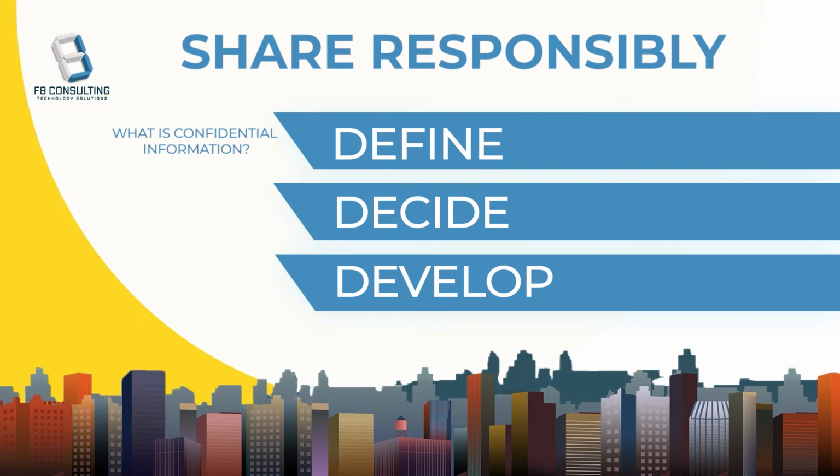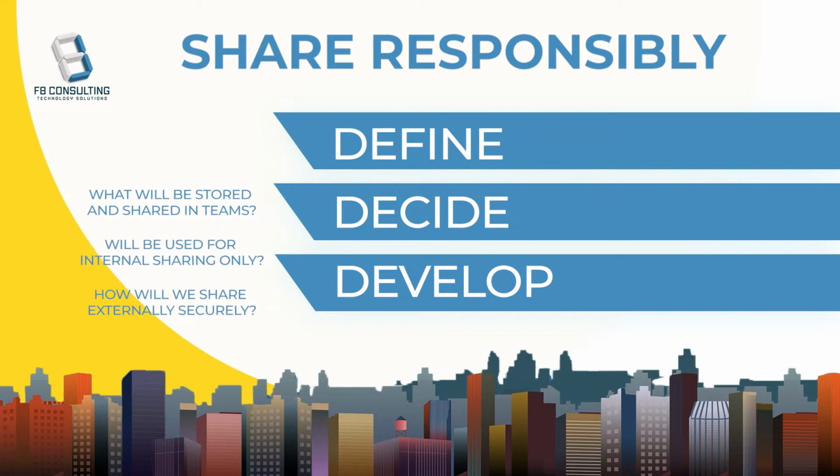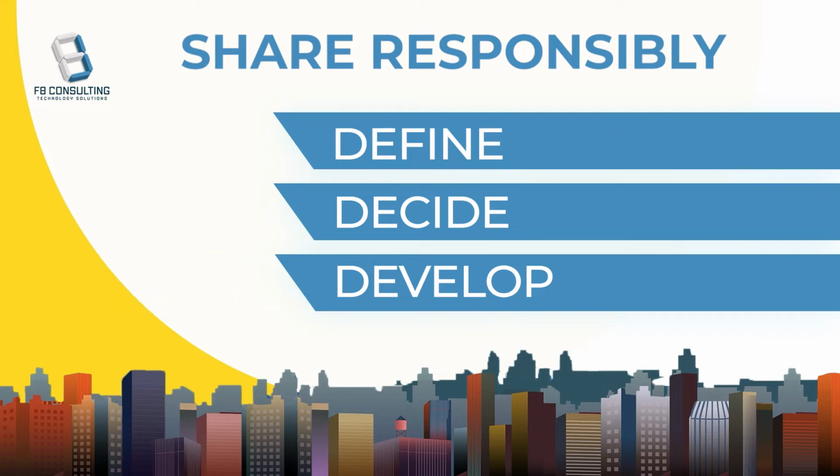So first, define. What do we want to define? We want to define what you in your organization or company define as confidential information. What is something that you definitely don't want leaked, you don't want that shared? That's something that you really have to establish in your organization. Then you want to decide what will be stored in OneNote. Will that confidential information even be stored in OneNote? Maybe there's another place where you want to store that. And also, if it's going to be used for internal sharing only, which is definitely a hello to our admins out there, if that's something you would like to control within your organization. And also, how will we share externally securely if it is something that you decide you would like to use as a collaborative tool externally as well?